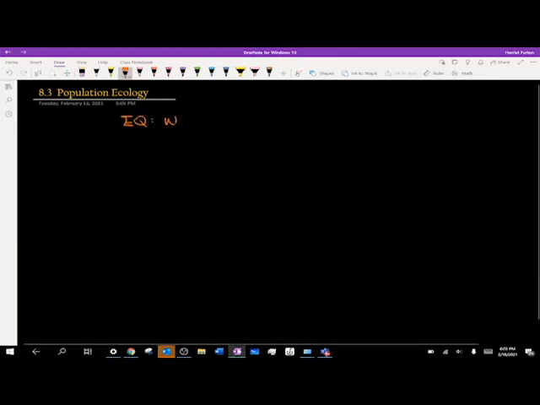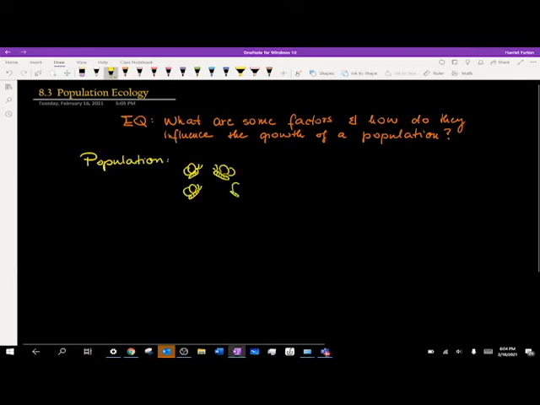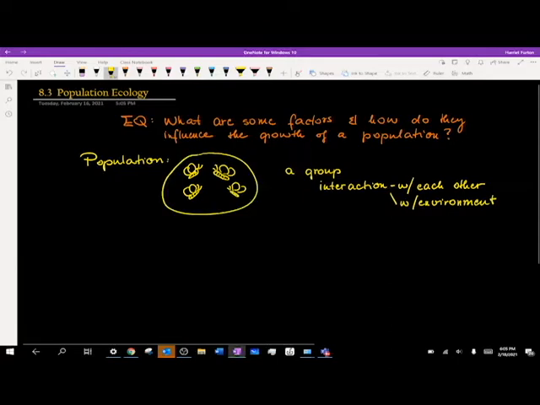8.3 Population Ecology. The essential question is, what are some factors and how do they influence the growth of a population? First, we have to clear out what a population is. I draw a couple of birds in here, and it means the population: a group of organisms that interact not only with each other, but also with their environment over a certain area. So these four are making the population.